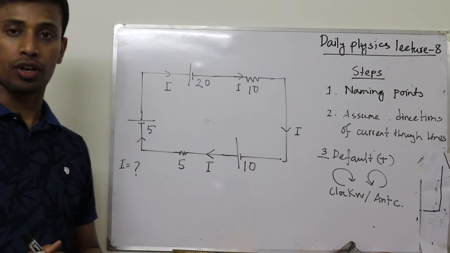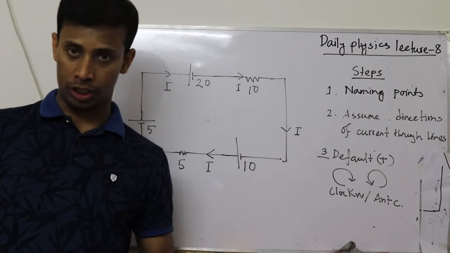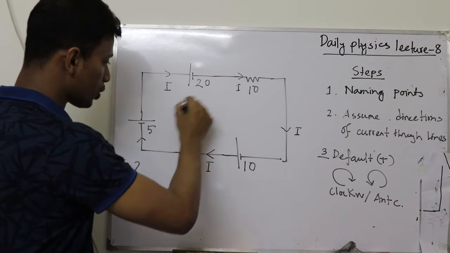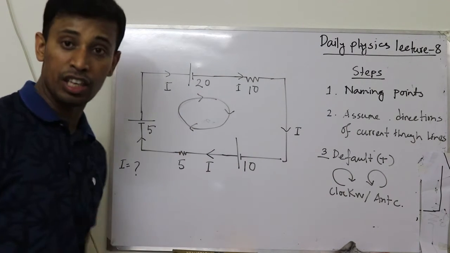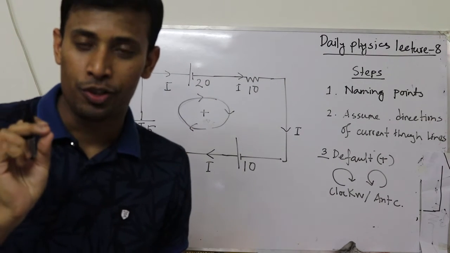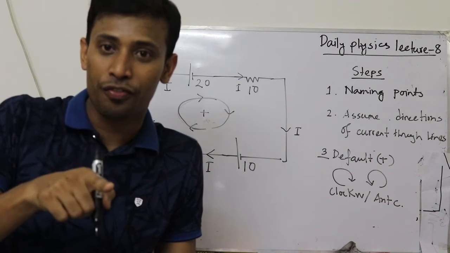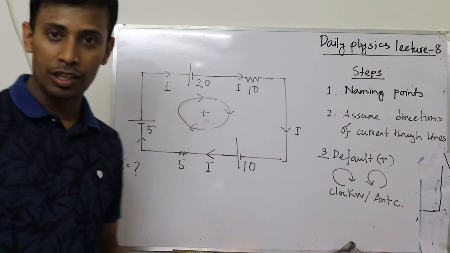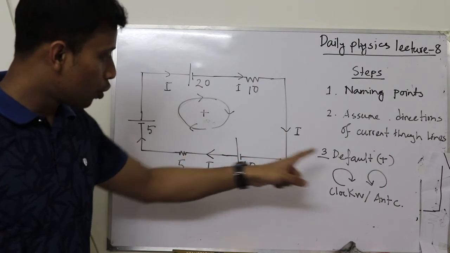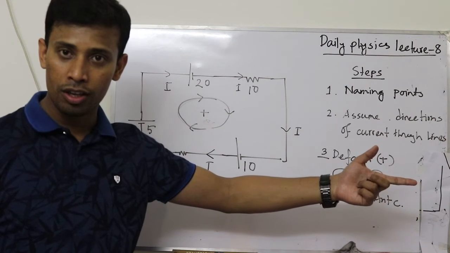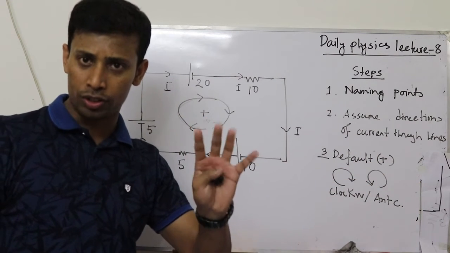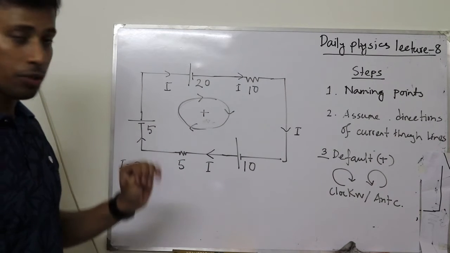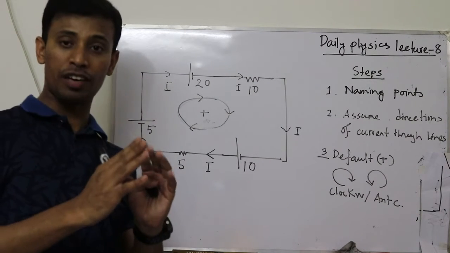Now step 3, default clockwise or counterclockwise. You have to take one direction as your default positive. As I've already assumed the clockwise direction as I positive, let's assume the clockwise direction as default positive. There is a shortcut. It's better to assume the positive direction as the direction of your assumed current. If you take these 2 positives along the same direction, then it will be easier, though not necessary. Step 3 complete. We assume the direction of current flow, and we assume our default positive as clockwise.